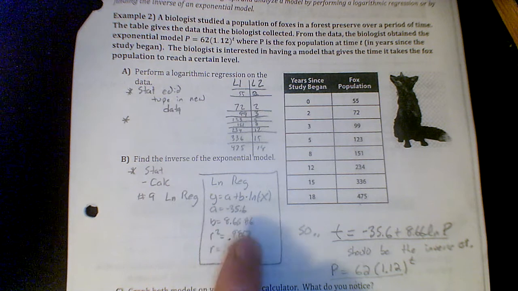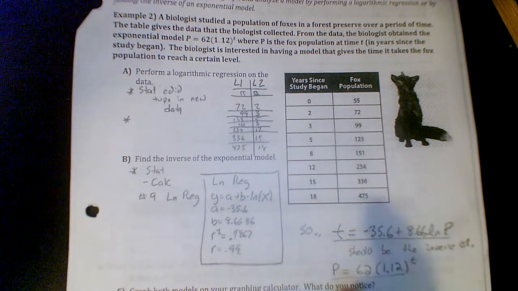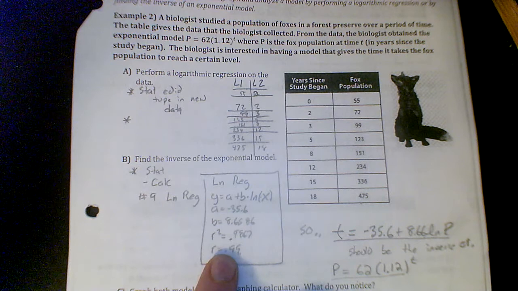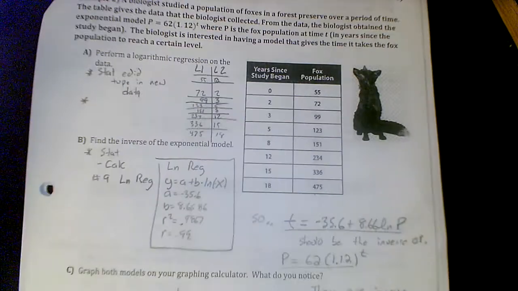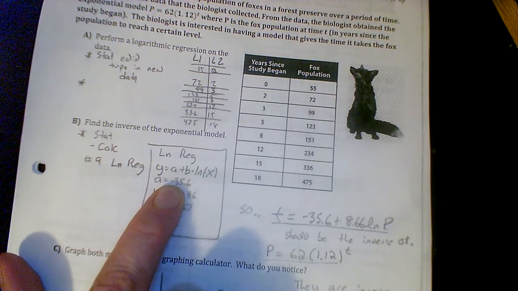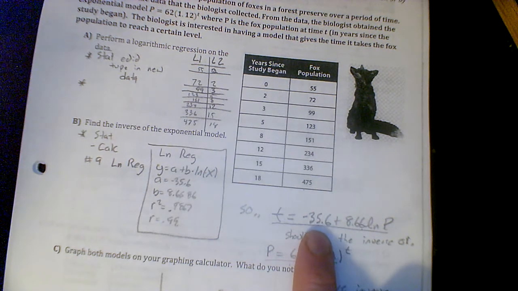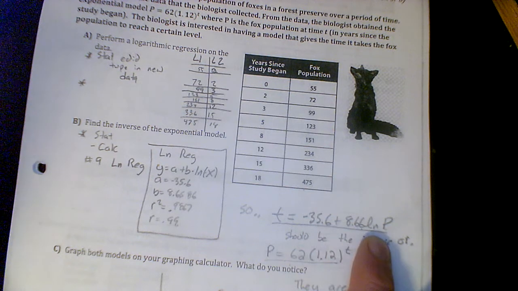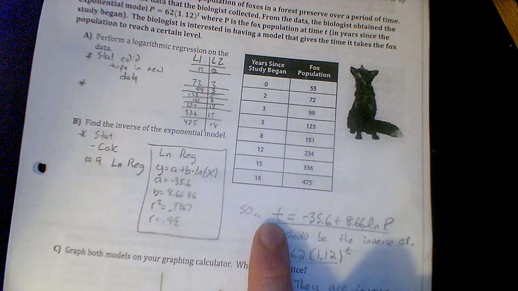These R squared and R values just tell you that if it's close to 1, then honestly, you've got a pretty good model. And this is almost perfect for a natural log regression. I mean, it's almost at 1. It's 1/100th away. So, if we plug A and B into the formula, you get this equation: there's my A, negative 35.6, plus my B, 8.66, times the natural log of P. So we're putting in population and we're getting out time.